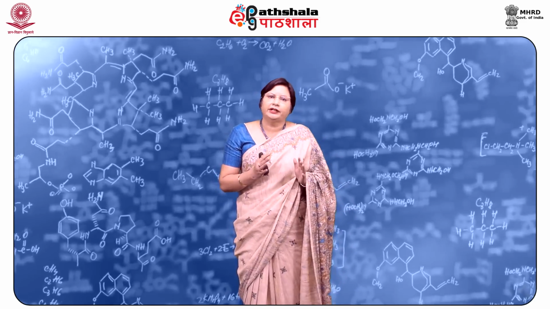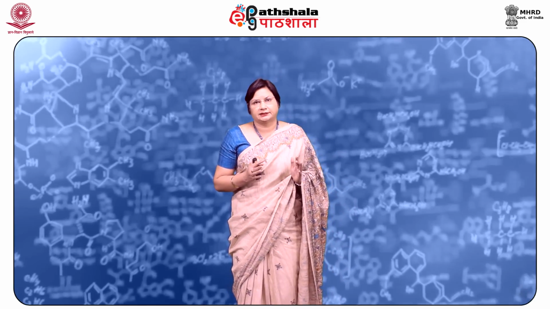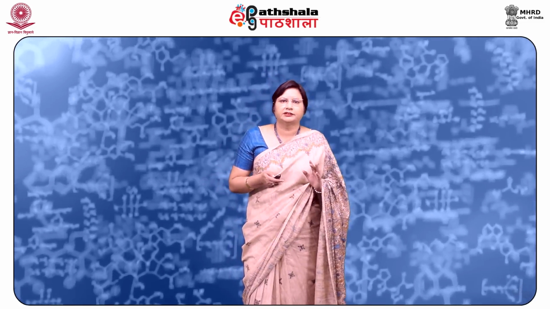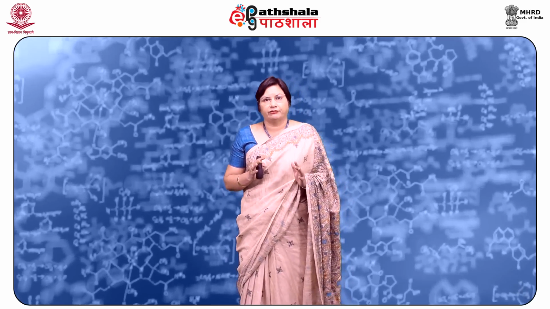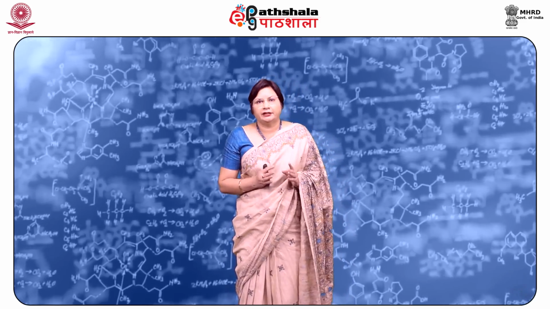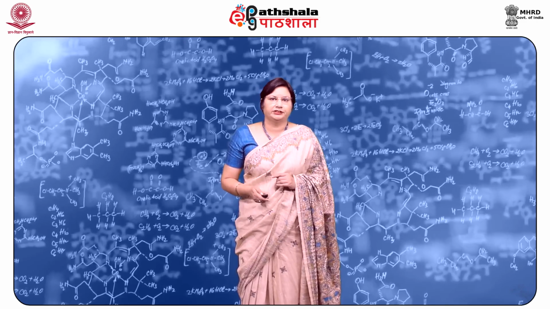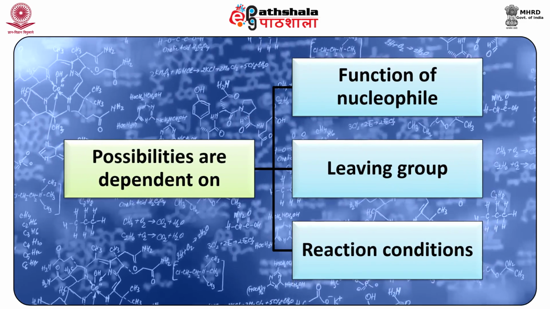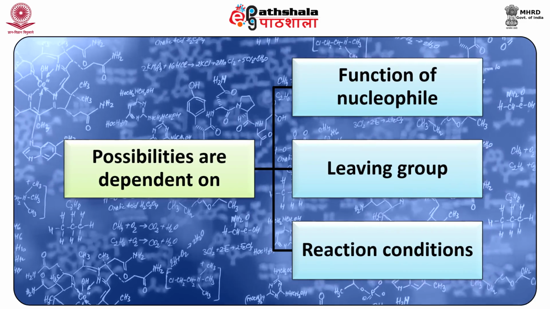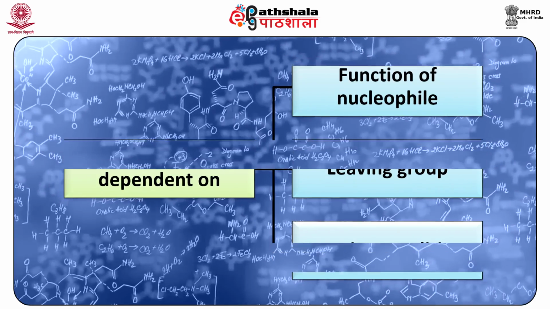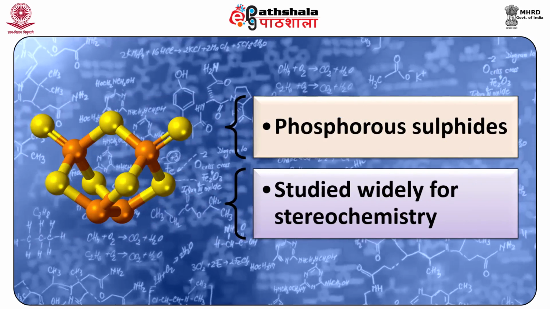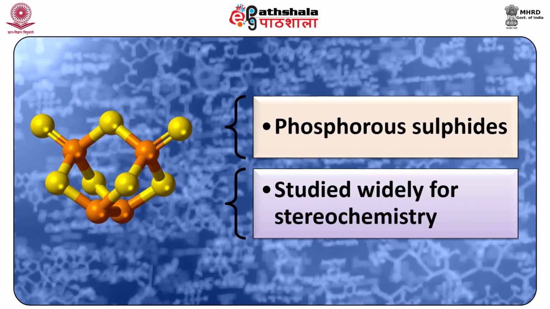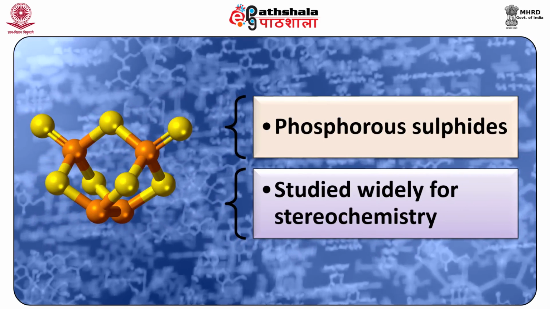The tetra-coordinate pentavalent phosphorus esters undergo nucleophilic displacement reactions at phosphorus in a highly stereoselective way, leading to complete inversion or retention of configuration. And these possibilities are dependent on the nature of the nucleophile, the leaving group and the reaction conditions. So, what are these dependent on? The nucleophile, leaving group and the reaction conditions, that you have to keep in mind.